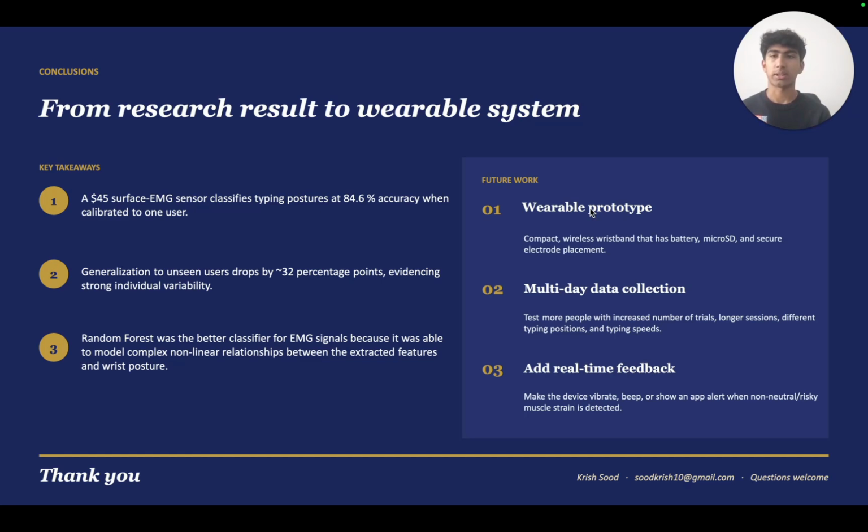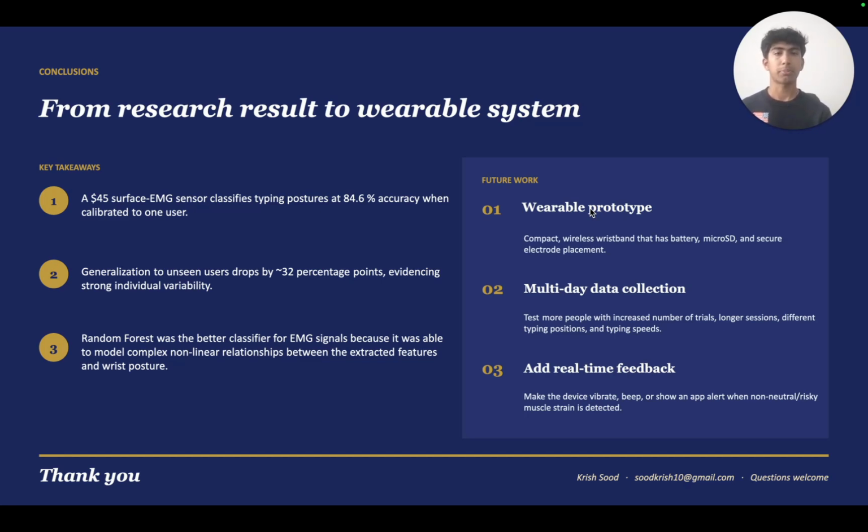Some key takeaways were that a $45 sensor was able to classify typing postures at 84.6% accuracy when calibrated to one user. However, that dropped by 32 percentage points when generalizing to unseen users, evidencing strong individual variability in EMG signals. And finally, random forest was the better classifier for EMG signals because it was able to model the nonlinear relationship between the features and the wrist posture.